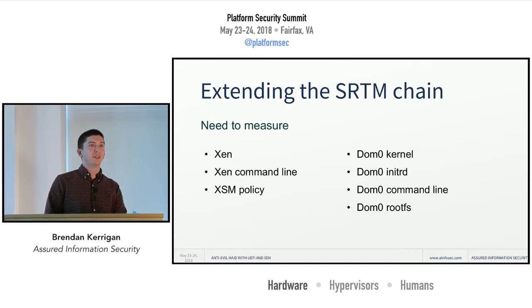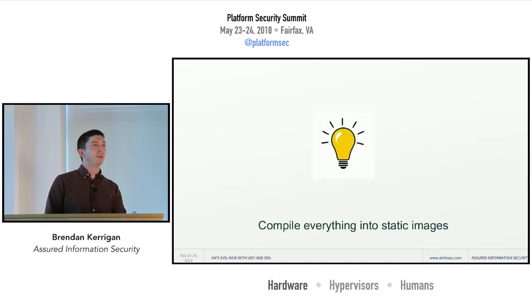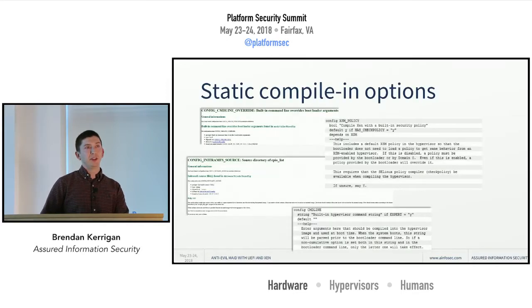First go at it was, let's just bake everything into the actual images. So we'll go ahead and take your boot options, your Flask policy, and we'll build that into the binary. Same thing with your Linux kernel. We'll build all of our kernel options into the binary, and we'll also build in our initramfs. So there's big giant binaries that we load up. We only have to measure those, and that's it.